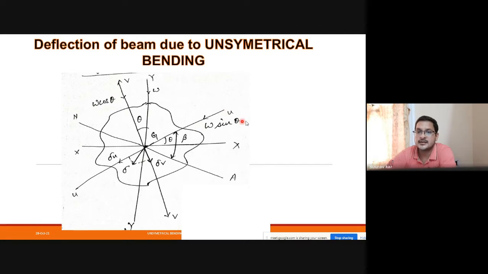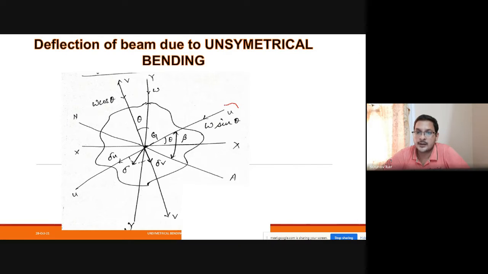Now let us consider. Here the load W sin theta is getting applied along axis UU. Therefore we will have a deflection along the UU axis, which is represented by delta U. These are all diagrammatical parts, which is why I am showing them in the PPT.